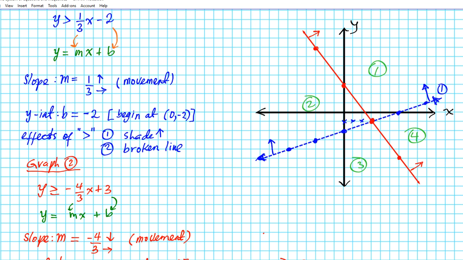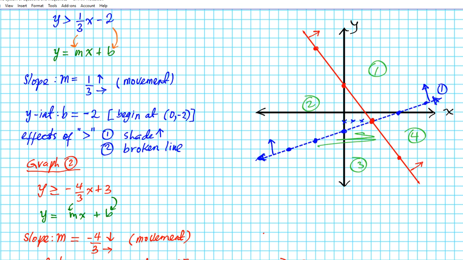Let's take a look at quadrant 2, for example. Do we shade this region right here? The answer is no. Why? Only this arrow is pointing in that direction. This arrow is not pointing under it. This arrow says everything above, not below. So we cannot shade that region.